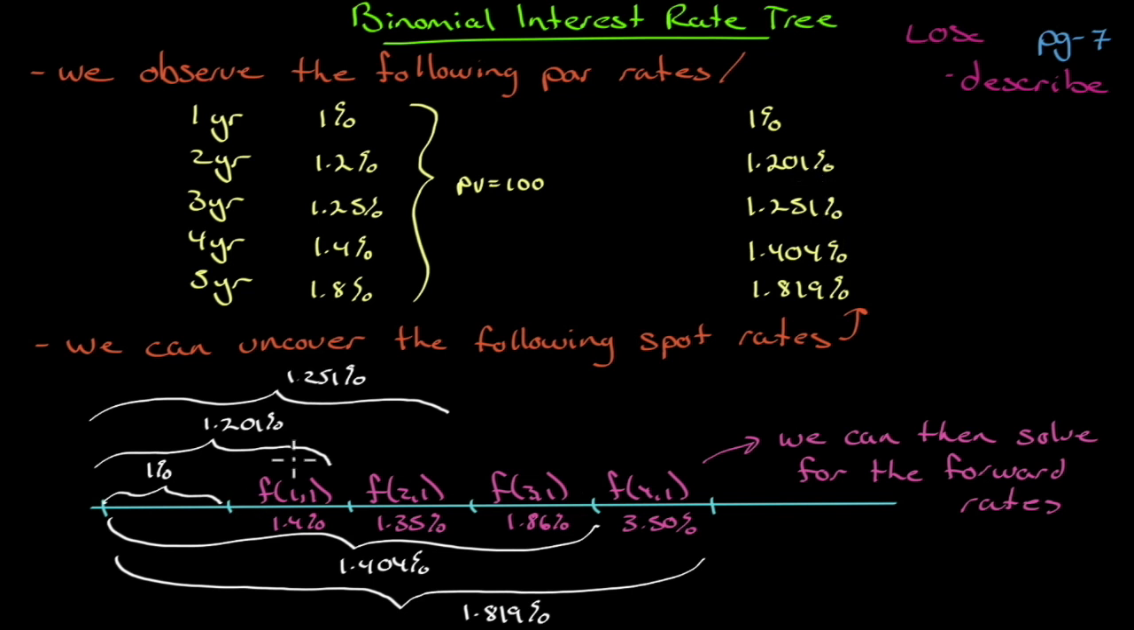Once we have the spot rates, here's all our spot rates, 1, 1.2, 0.1, 2.51, etc. We can then uncover all of the forward rates. We already know how to do that, so there's our forward rates. These are the rates we need. So if we're given par curves, we have to move over to our spot curve, then we have to get our forward rates. Once we have that, we're ready to proceed.